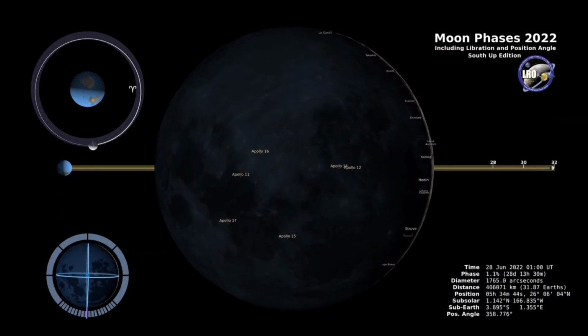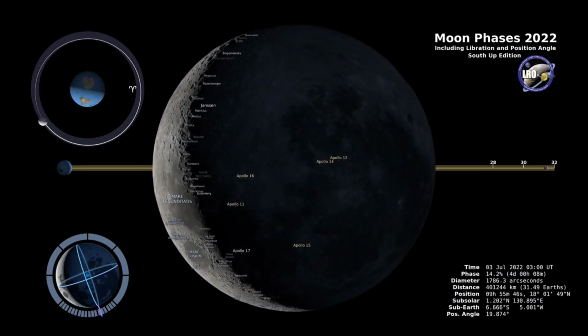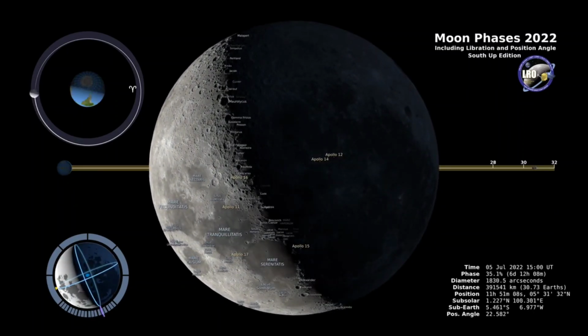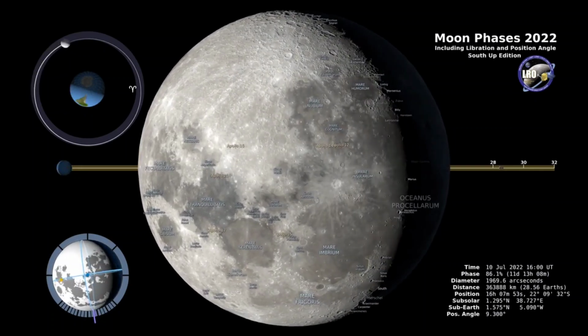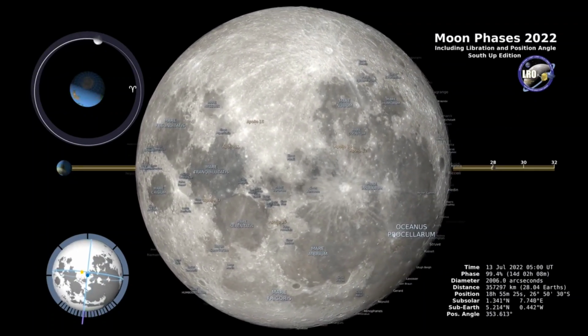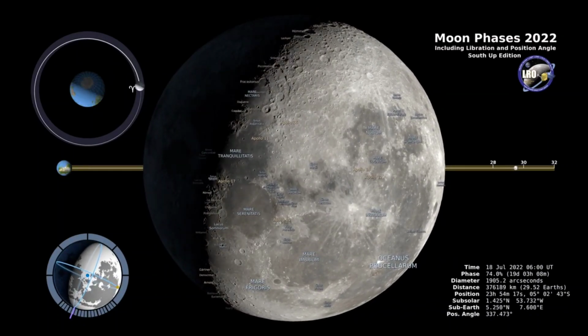Waning crescent. As the moon moves closer to the sun's position, only a thin crescent of illumination is visible on the left side if you are facing north. This phase marks the end of the lunar cycle and precedes the next new moon.